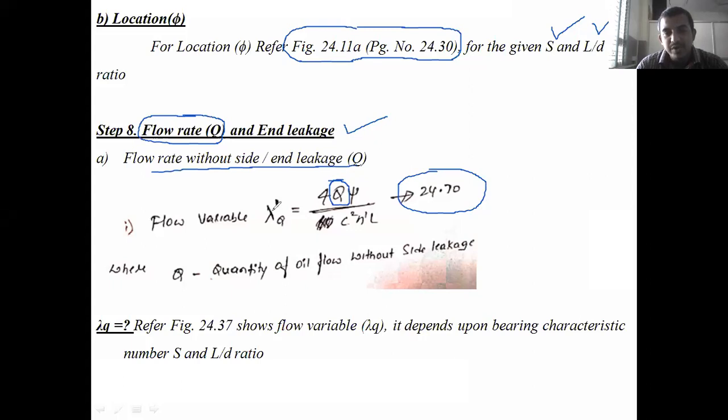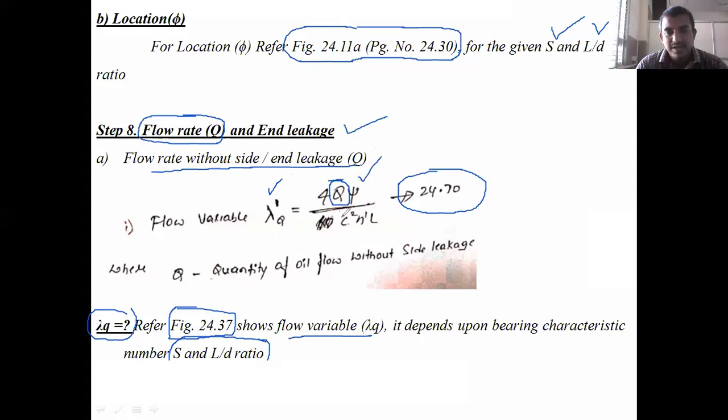If I want to determine q, I should know lambda suffix q, but lambda suffix q is unknown. How to determine lambda suffix q? Again, refer to figure 24.37, which shows the flow variable. In the figure, it depends upon what? One is the bearing characteristic number, that is the Sommerfeld number. Another one is the L by D ratio.